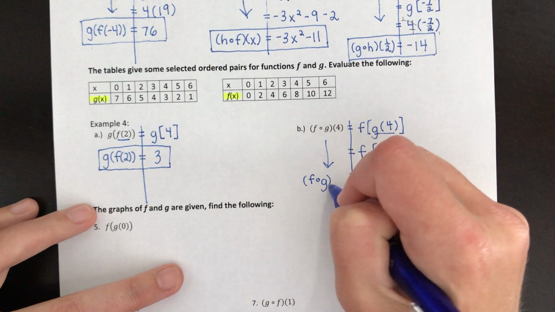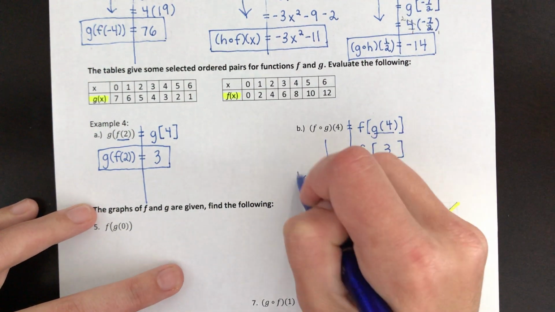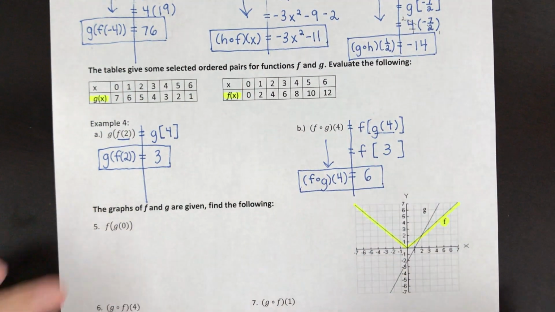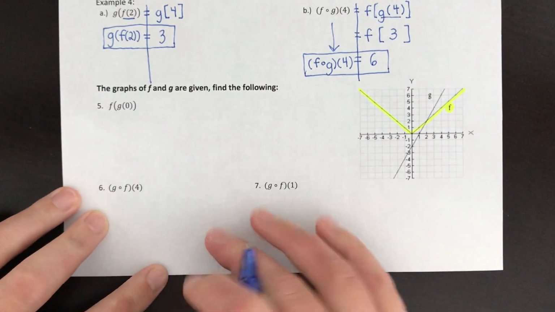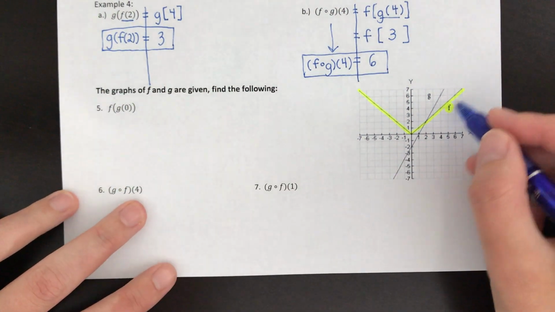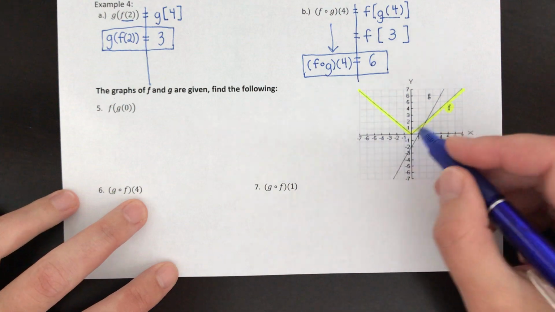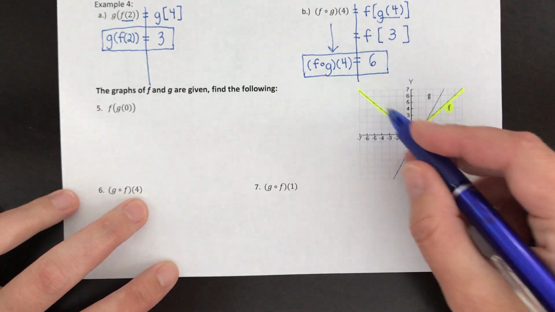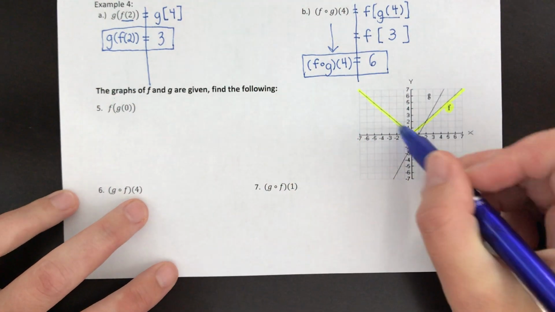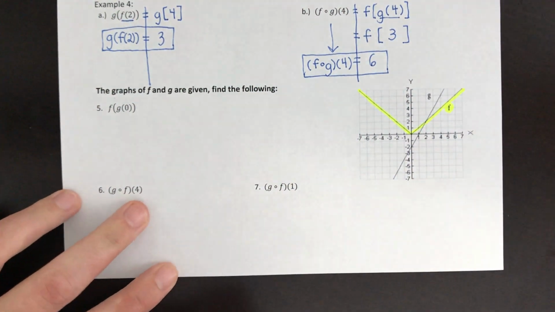Make sure that's an open circle. I don't think that's too bad, is it? As long as you're paying attention to where you're going, it shouldn't be terrible. Okay, so the graphs of F and G are given. Find the following. Okay, so I highlighted the graph of F. That way you can distinguish it from G. Okay, so F is this kind of V-looking graph, and then G is that linear graph.